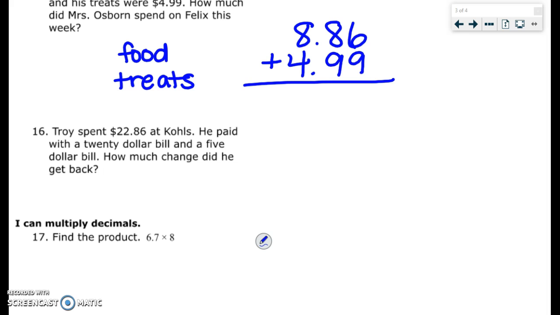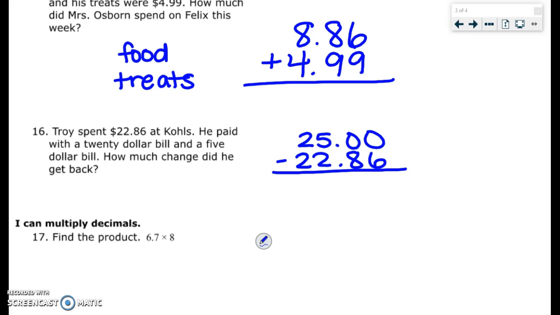All right, Troy spent $22.86 at Kohl's. He paid with a $20 bill and a $5 bill. How much change did he get back? So when I think about how much change he is getting back, he's getting less, right? He's getting less than the $25 he gave. So I first figure out that, yes, he is giving $25 to the cashier. And then I have to figure out how much he spent. And then I find the difference to see how much change he gets back.